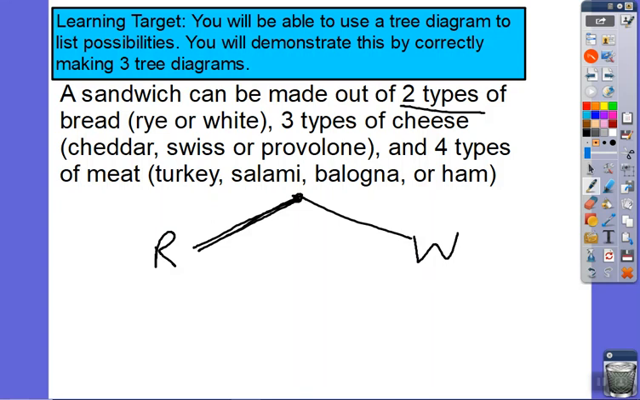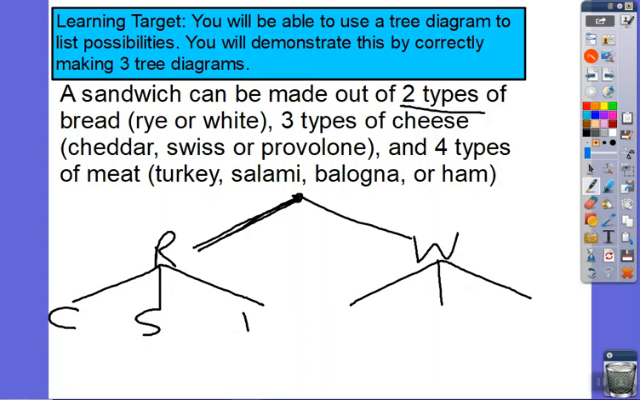Next we have 3 types of cheese. Now, I don't know which type of bread you pick, so I'm going to have to do 3 types of cheese off of each of these. So I'm going to have 1, 2, 3, 1, 2, 3. Again, a good reason why you want to spread them out. So I'm going to label them. If I had rye bread, I could have cheddar, Swiss, or provolone. If I had white bread, I could also have cheddar, Swiss, and provolone.